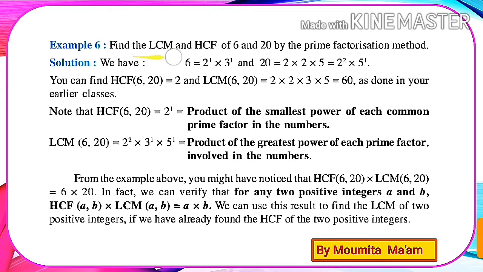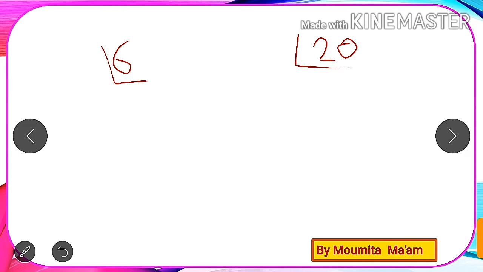Find the LCM, lowest common multiple, and HCF, highest common factor, of 6 and 20 by the prime factorization method. In order to find out the prime factors of a given number, we need to divide the number by the prime numbers which are smaller than the given number and check whether the prime numbers divide the given number completely without leaving any remainder.